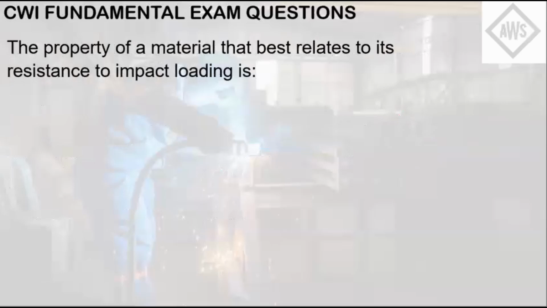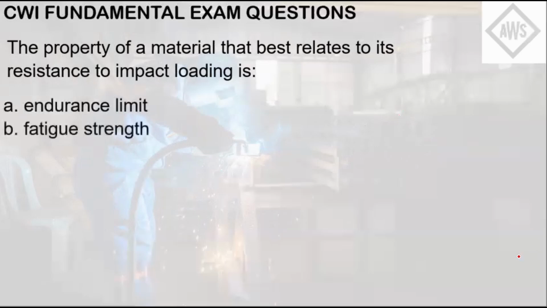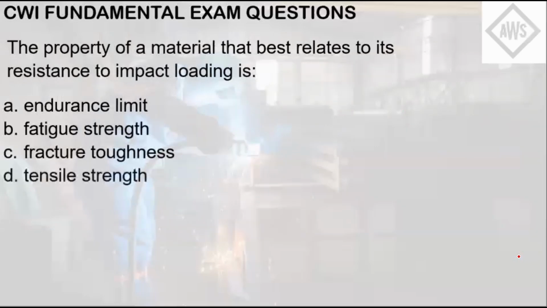The property of a material that best relates to its resistance to impact loading is: letter A, endurance limit; letter B, fatigue strength; letter C, fracture toughness; letter D, tensile strength; letter E, ductility. Endurance limit is the stress level below which a material can withstand an infinite number of cycles without failure. So that relates to the fatigue strength, which is also letter B.